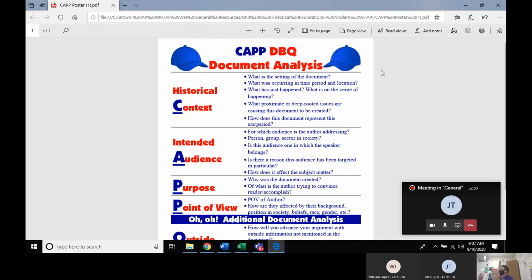But since I'm introducing documents, to get you used to the process of reading through them, we'll go over the CAP process. So today, we're going to start off with an explanation of CAP. You're going to use it a little bit today. You'll really be using it a lot when we start doing DBQ essays. But still, it's something to think about when you're reading a document. Once that's done, we are going to do a practice document analysis activity.